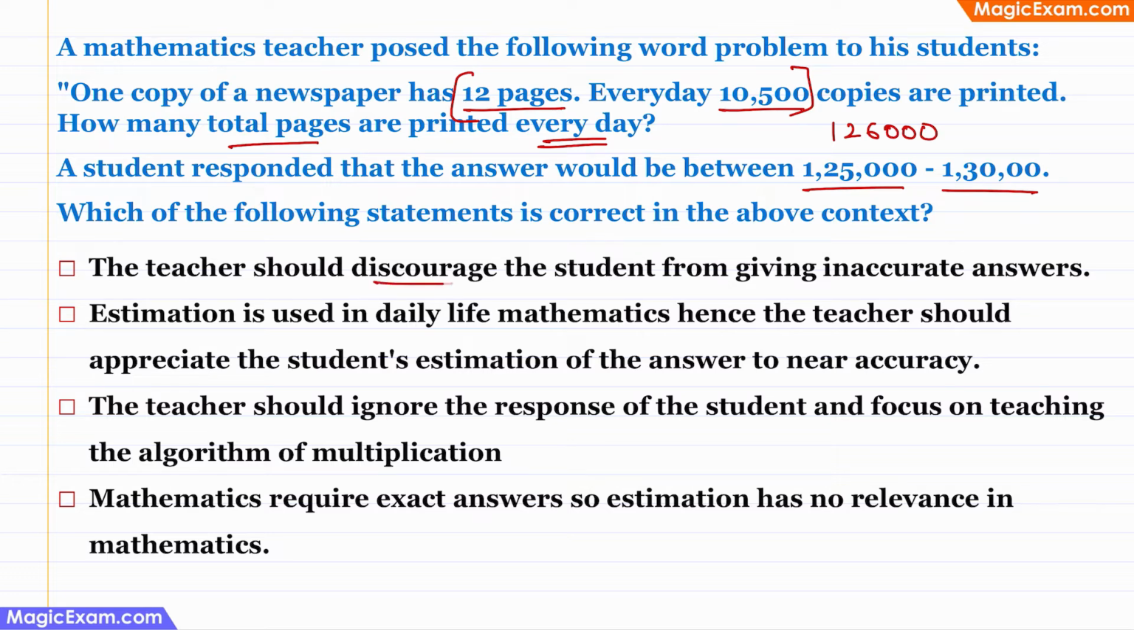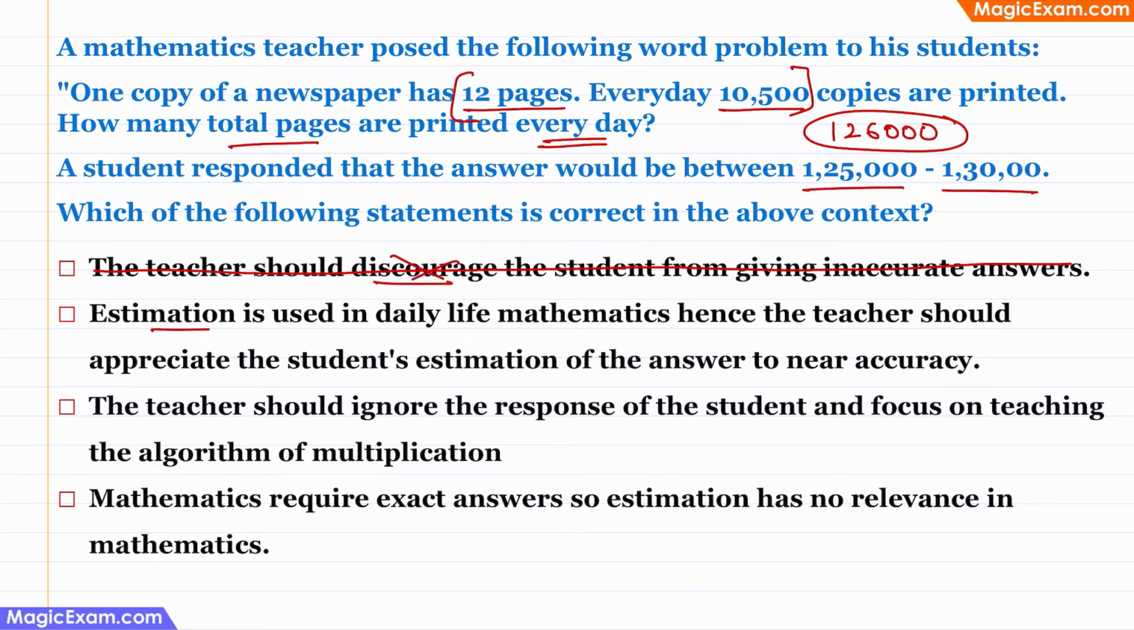The teacher should discourage the student from giving inaccurate answers. Now this is incorrect because many a times in our daily life we use approximations and estimations, because if we don't require an exact answer, we can do a rough calculation and use an estimate, and with that we can fulfill a lot of purposes. Therefore, teacher should not discourage students from giving inaccurate answers, because here the student has taken the initiative to approximate the answer quite fast and given an approximate answer. So the student should not be discouraged.